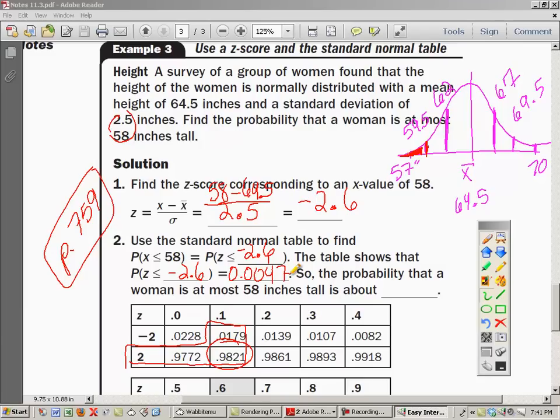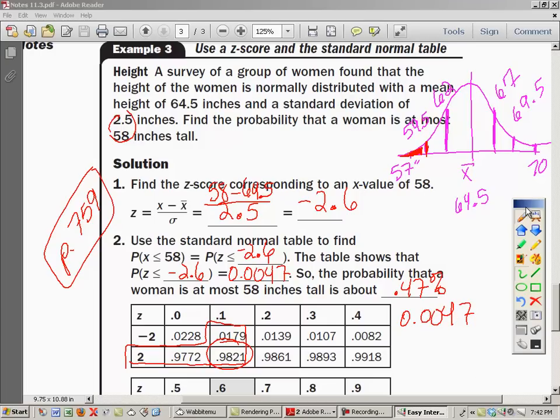So the probability that a woman is at most 58 inches tall, that means she's 58 inches or shorter, is approximately 0.47%, or 0.0047. Now, what is 58 inches? Well, 58 inches would be 2 inches short of 5 foot, so that would be 4 foot 10 inches. And as you can imagine, there's not a lot of people that are less than 4 foot 10. If you are, sorry, I'm not picking on you.